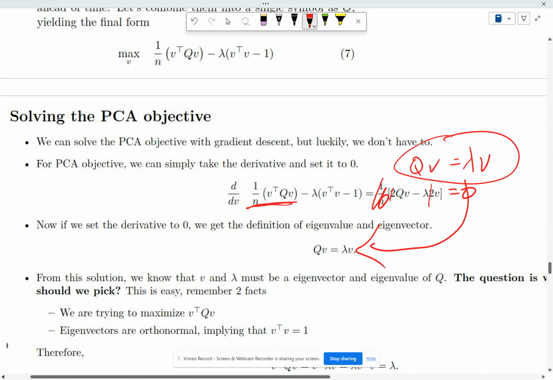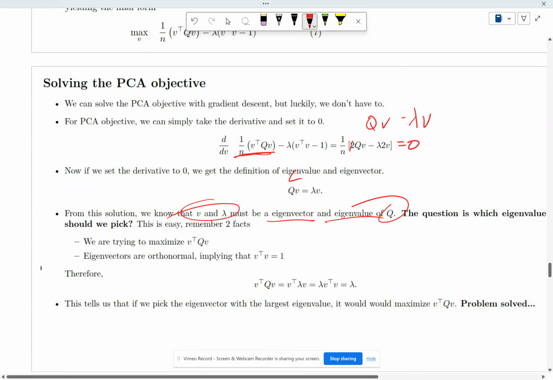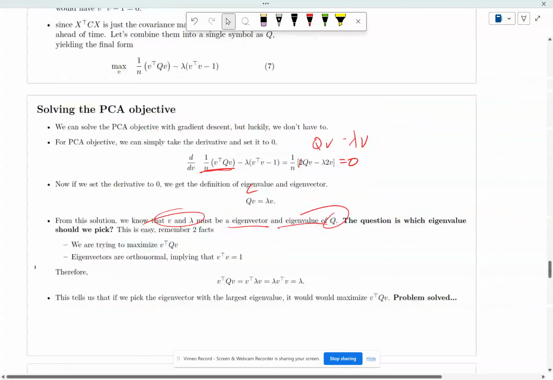Right here. And guess what? If you have done linear algebra, you will recognize this is the actual definition of eigenvalues and eigenvectors. What it is saying is that v must be the eigenvectors of Q, and lambda must be the eigenvalues of Q. Now, from this solution, we know that v and lambda must be eigenvalues and eigenvectors of Q. And that's it.